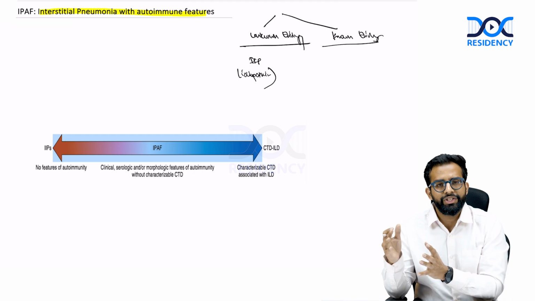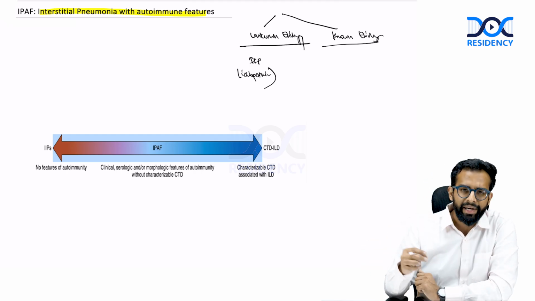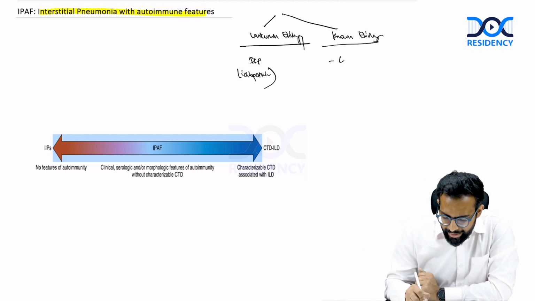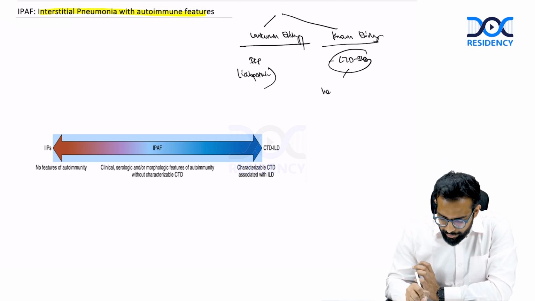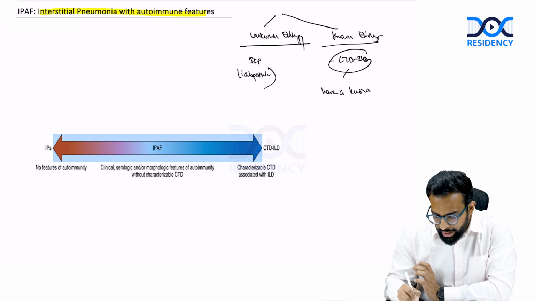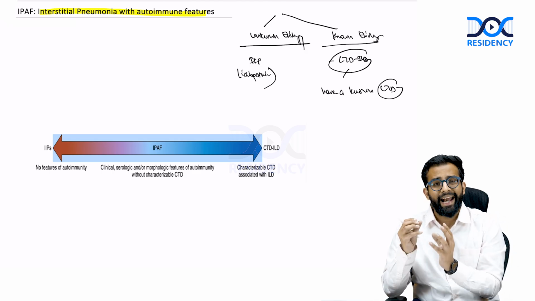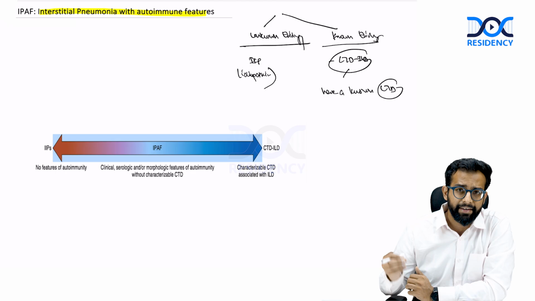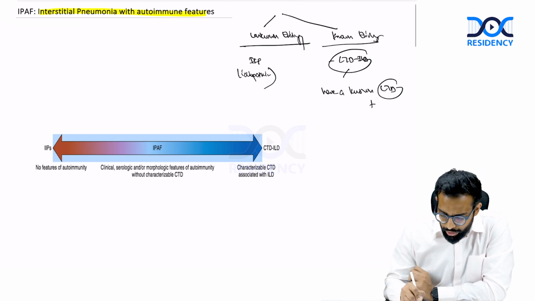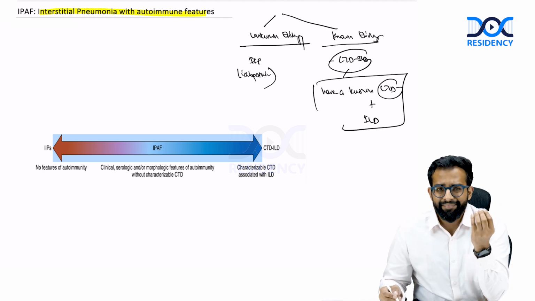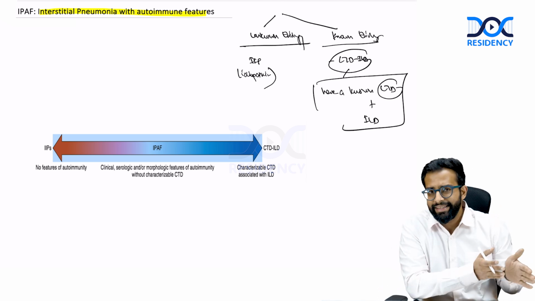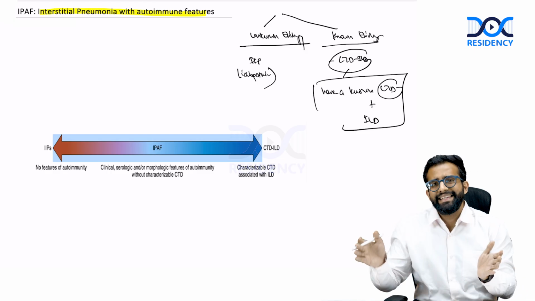And under known etiologies, you had various categories, out of which one important category was CTD ILD. CTD ILD are those patients who have a known CTD, that is, a known connective tissue disease. They meet the diagnostic criteria for that connective tissue disease, and along with this, they also have an interstitial lung disease. So IPAF is basically a category of ILD that lies between these idiopathic diseases and CTD ILDs.